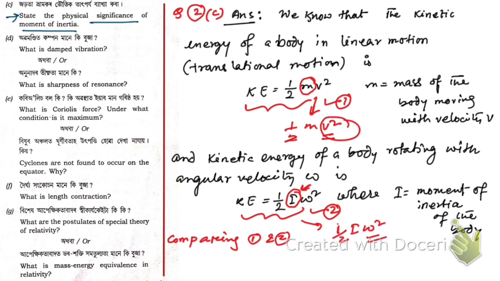These two are velocities, right? And this is mass and this is moment of inertia. That means mass and moment of inertia play the same role in these two situations, in case of linear motion and in case of rotational motion. The moment of inertia plays the role of mass in case of rotational motion, right?